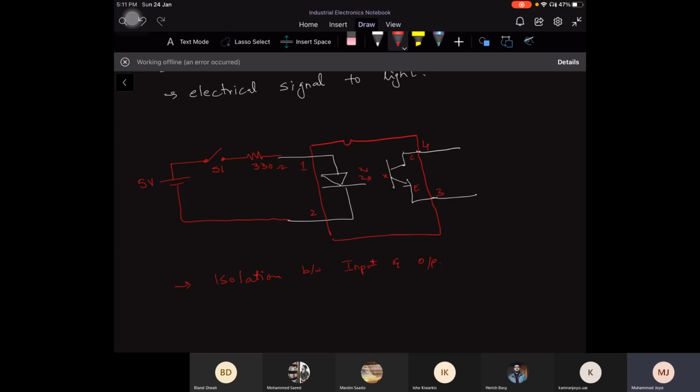My stylus is not working, so can you give me 1 minute so I can charge it? No problem. Just give me 1 minute.